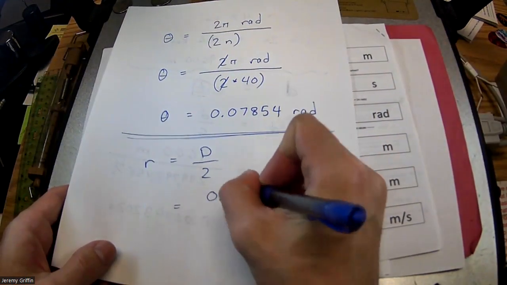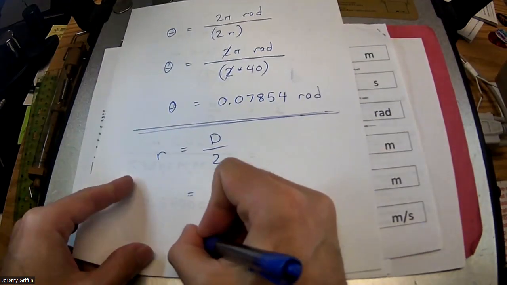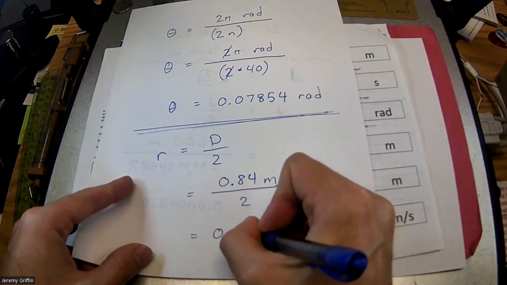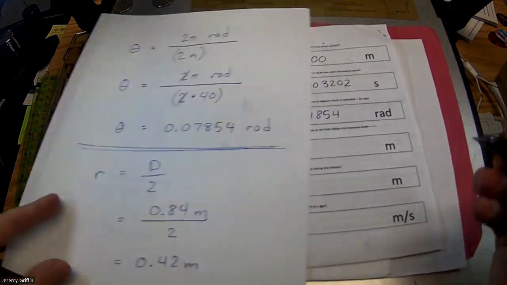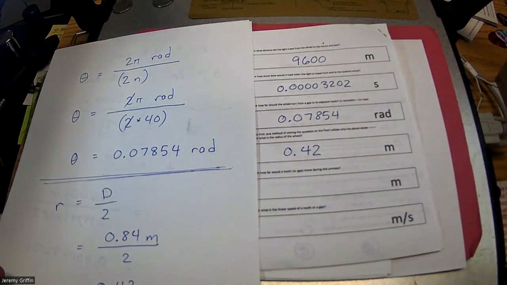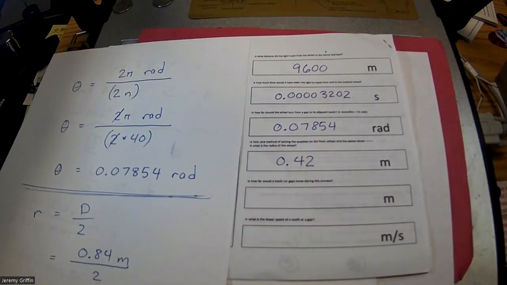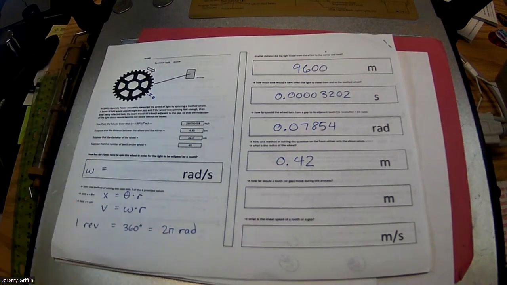0.84. Right? I want everything to be in base SI units. That'd be meters divided by 2. It'd be 0.42 meter radius. Okay. Everybody's numbers are different, but should be kind of in that ballpark. All right. Any questions so far? Good. All right.